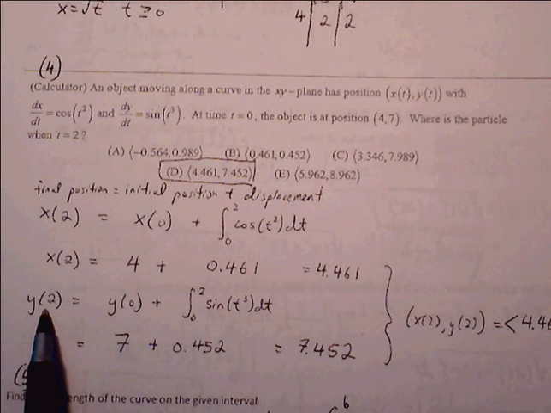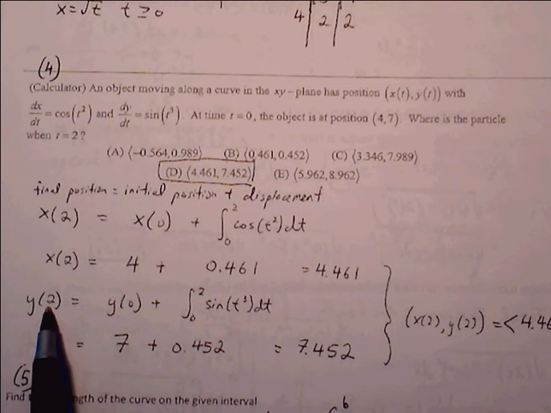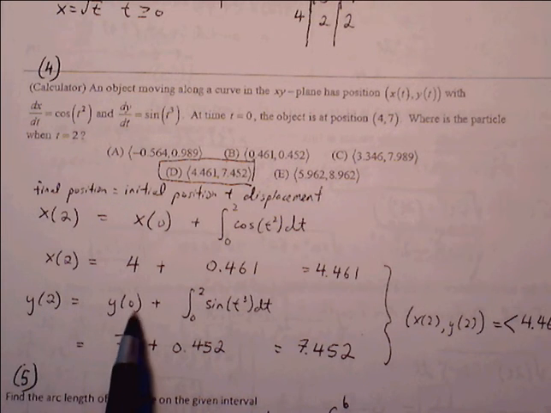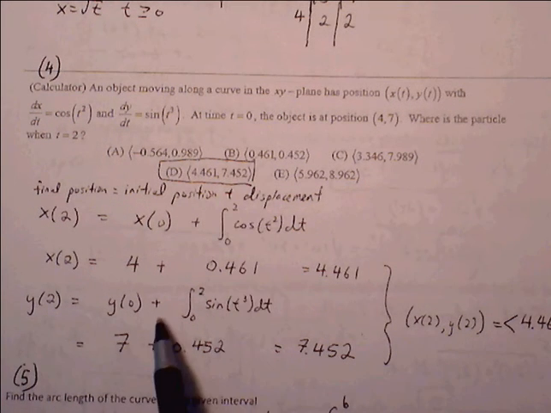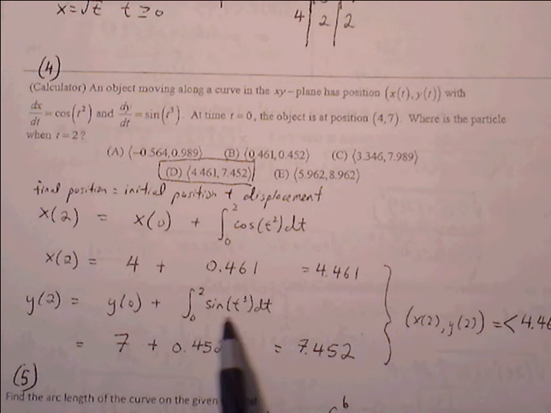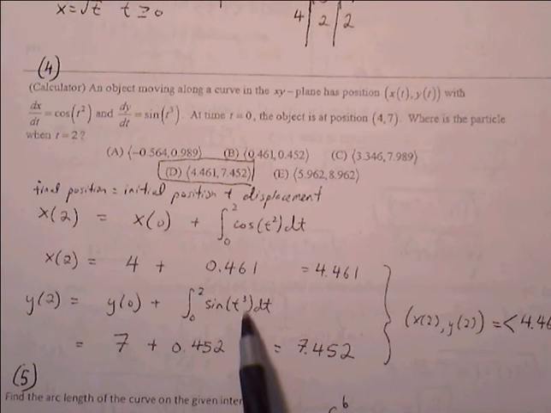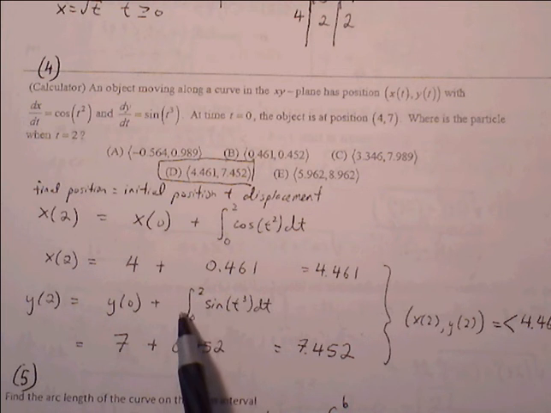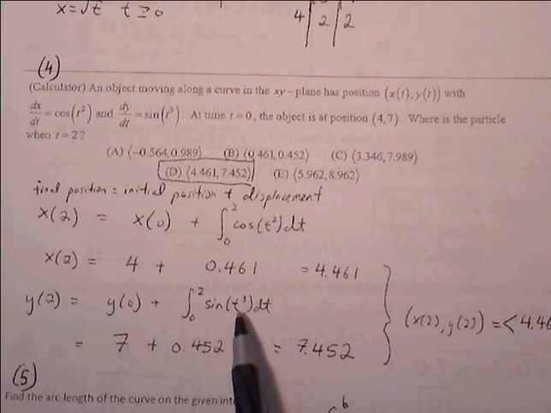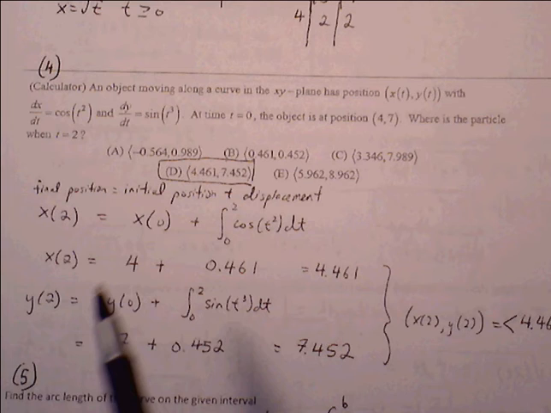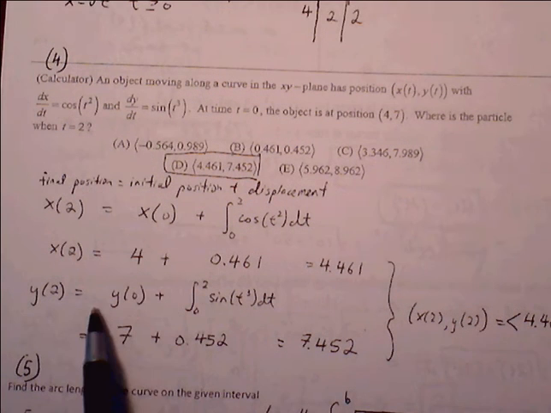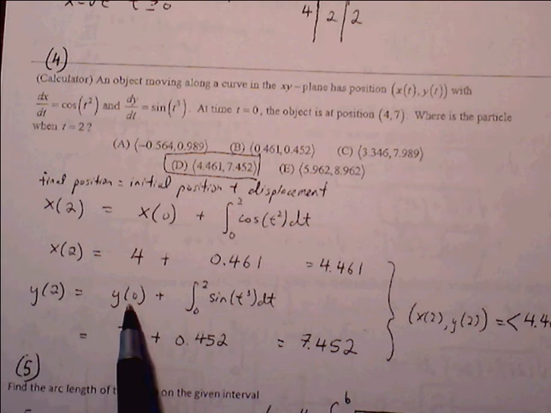At the y component, we can plug 2 into the y function. So we're trying to find y of 2. So y of 2 is just the initial, in this case y of 0, plus the definite integral from 0 to 2 of dy/dt, the velocity component. If you accumulate the velocity component over the course of time, we get the vertical displacement plus the initial position, and that'll give us our final position.